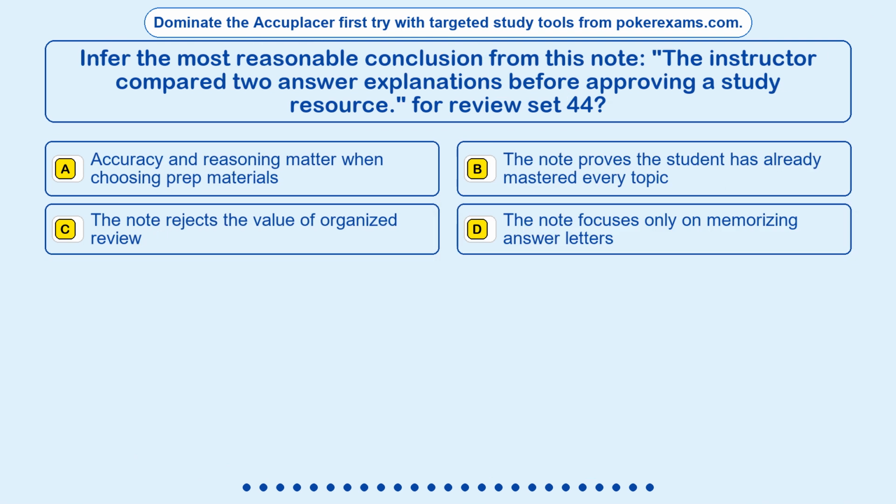Question 14. Infer the most reasonable conclusion from this note. The instructor compared two answer explanations before approving a study resource, for review set 44. Option A, accuracy and reasoning matter when choosing prep materials. Option B, the note proves the student has already mastered every topic. Option C, the note rejects the value of organized review. Option D, the note focuses only on memorizing answer letters.